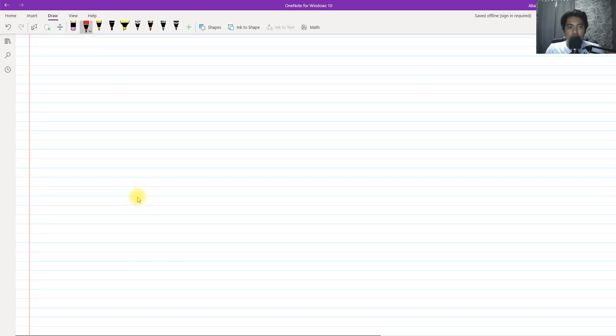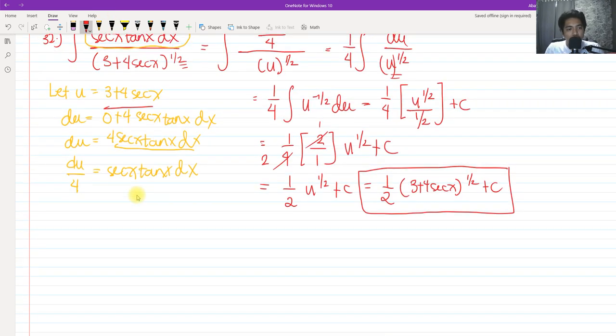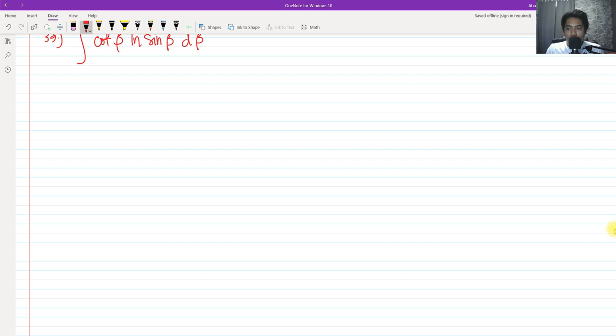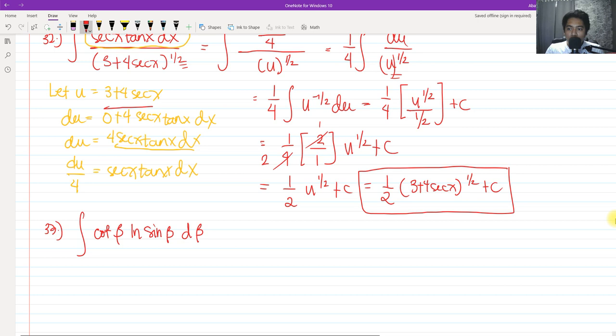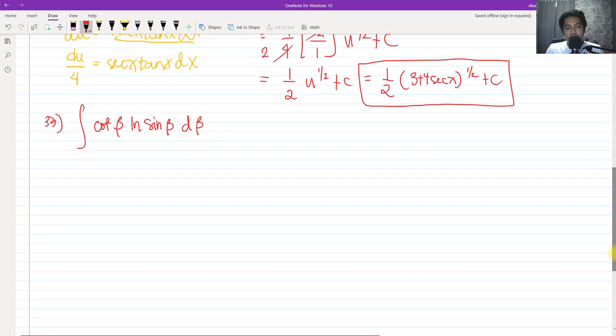Okay, moving on to our third example. For our third example, we have the integral of cotangent of beta, okay, and then we have ln of sine beta d beta. Okay, our variable here is the beta. We are integrating with respect to beta. Of course. Okay. So this may seem kind of a little bit hard. Okay. But actually, it's not.